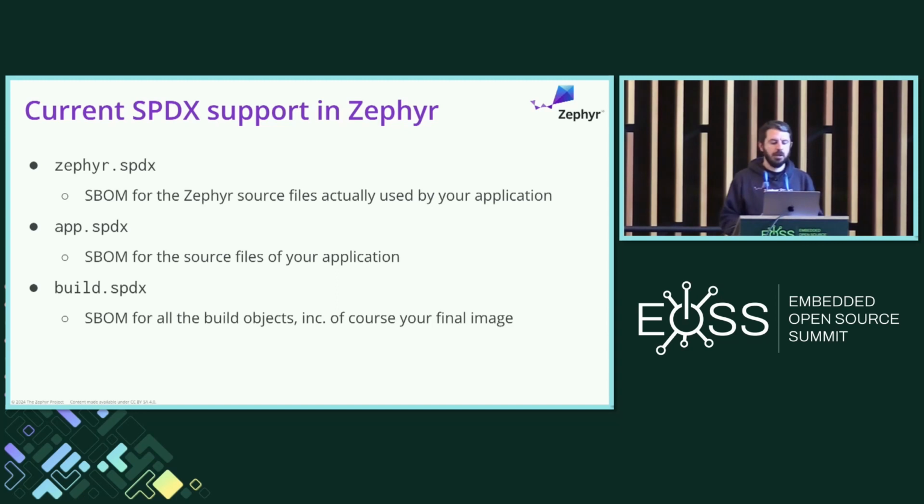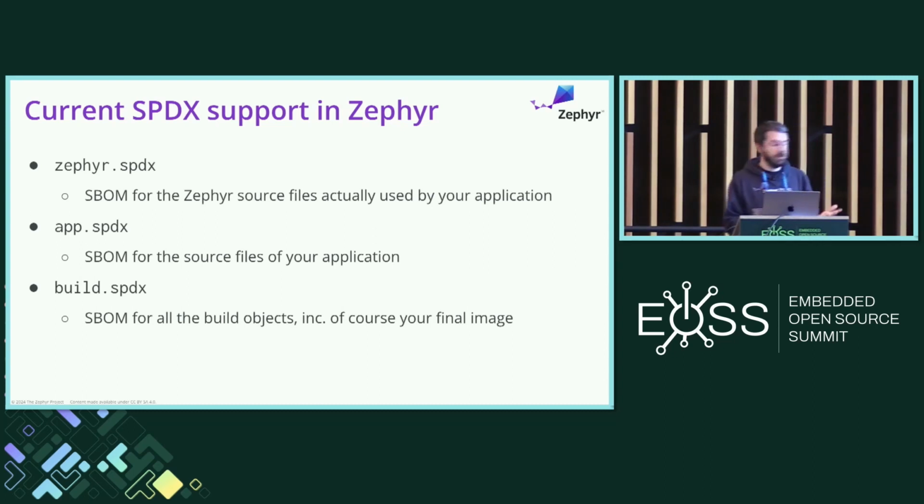In one file, you would get something more related to the actual sources of Zephyr. Out of the thousands and thousands of files that make up Zephyr, there's probably only a handful, or maybe 100, I don't know, that are going to end up linked into your final binary. So what are those sources? What are the file names, again, the MD5 hash, etc. The zephyr.spdx file captures that.